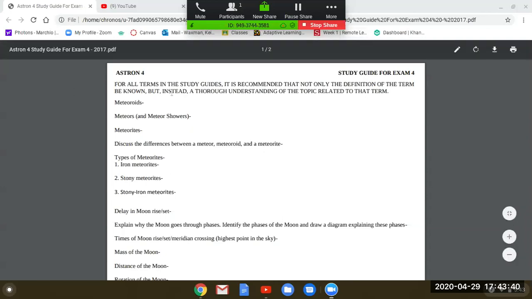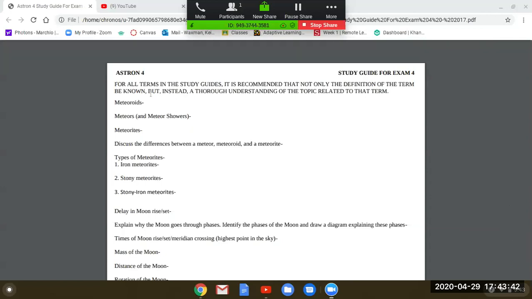It's mostly going to be moon stuff, mostly moon. But there's still going to be a little bit about meteoroids. Good to know what a meteoroid is. It's good to know what a meteor and a meteor shower is. And it's good to know what a meteorite is. And know the difference between those three. Might be 1 or 2 questions about that. There it is, the differences. Discuss the differences between a meteoroid and meteorite.